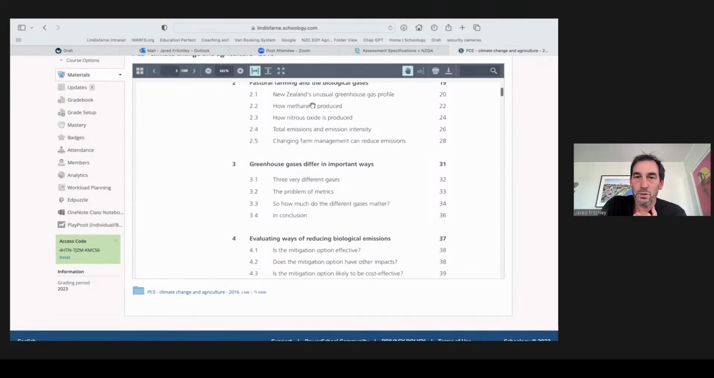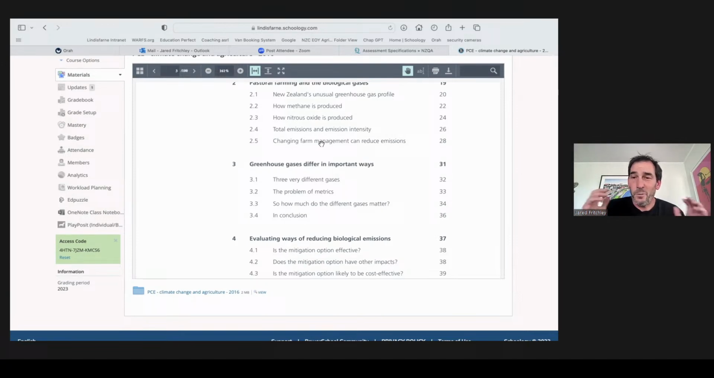Here we go, I'm just scrolling through as I'm talking. These cover the greenhouse gas profile, how methane is produced, how nitrous oxide is produced, total emissions from our primary production and its intensity. Changing farm management can reduce emissions. Most of the articles you would have seen on my little Schoology page basically cover this material that's required for the exam.